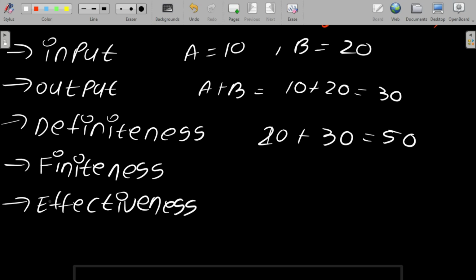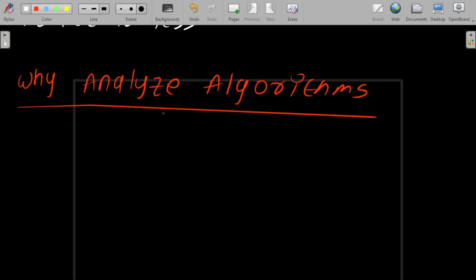So it should be clear that the computer should be able to perform the steps. So now we're gonna see why we analyze algorithms. Now you may ask me, if an algorithm solves the problem, why do we need analysis? Because not all algorithms are equally good. Some algorithms are faster and some algorithms use less memory.